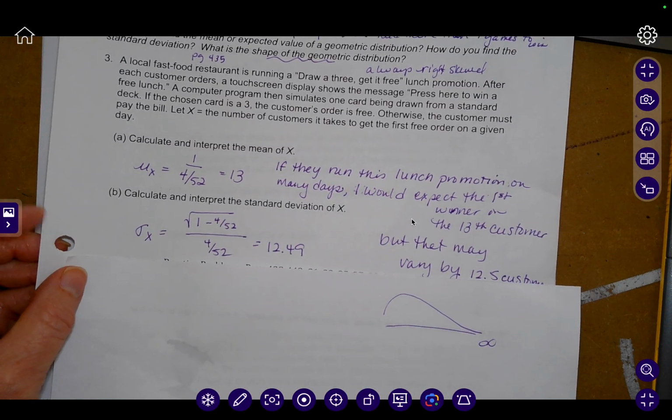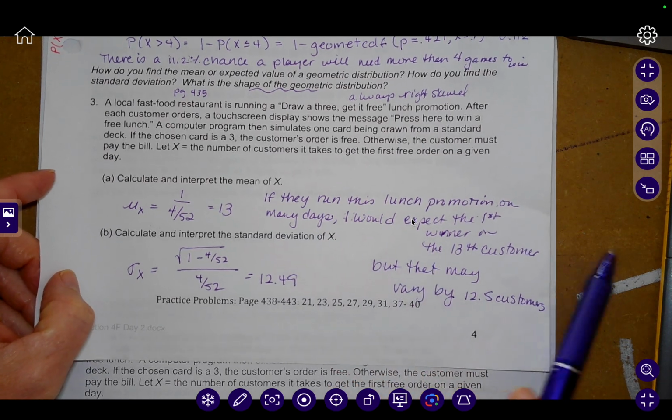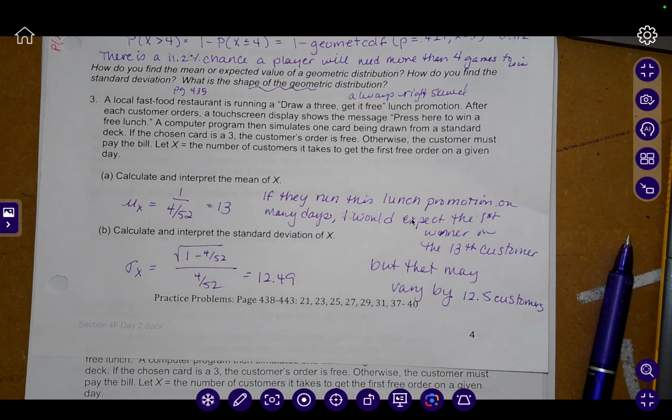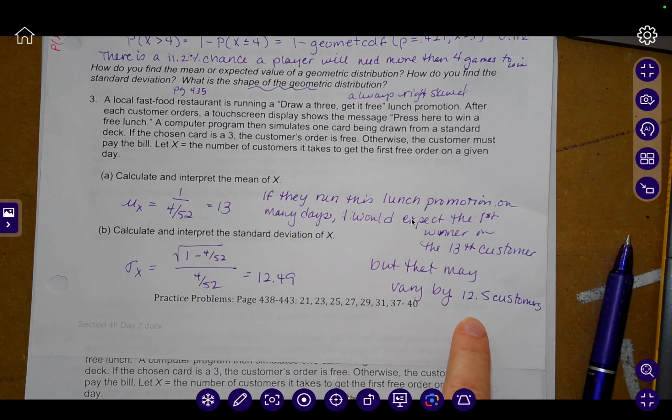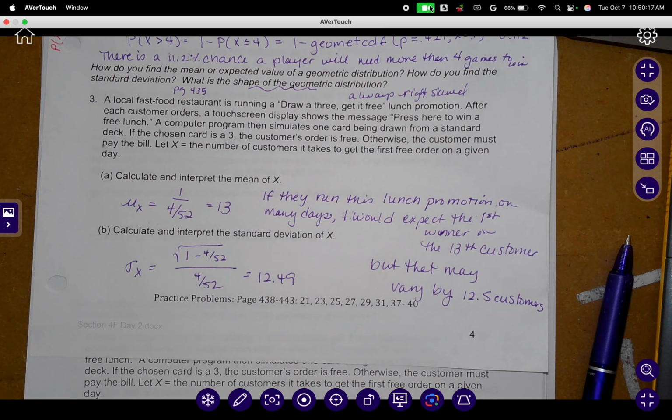It's 12.49. So if they run this lunch program on many days, I would expect the first winner on the 13th customer, but that may vary by 12.5 customers. So it's totally possible that it's the first customer. It also wouldn't be surprising if it takes until the 25th customer. Okay? If you need to rewatch anything, go ahead and rewatch the video.